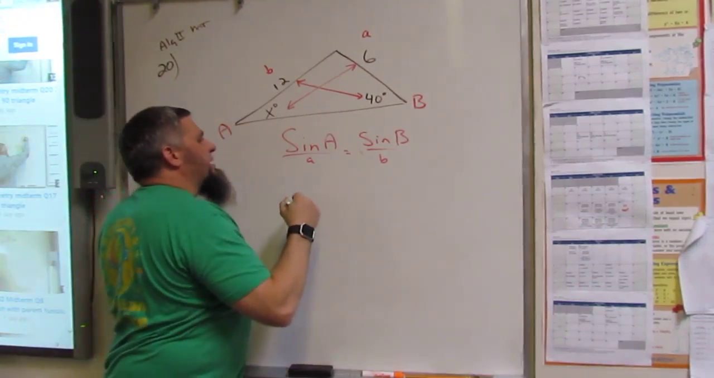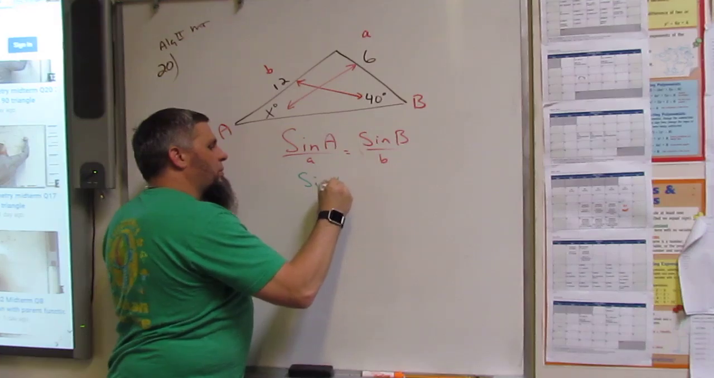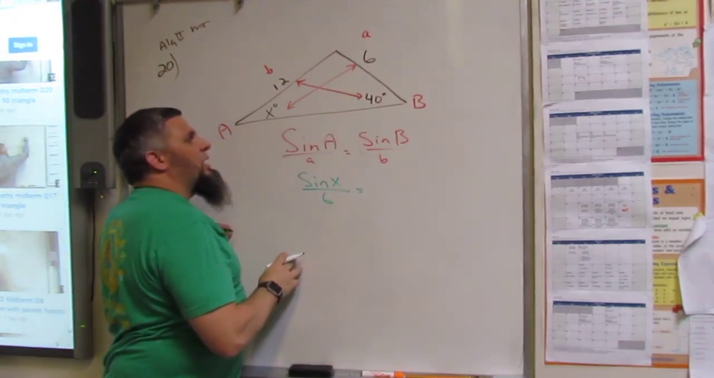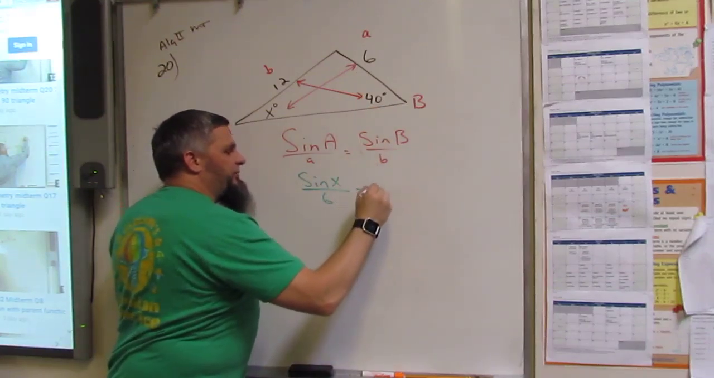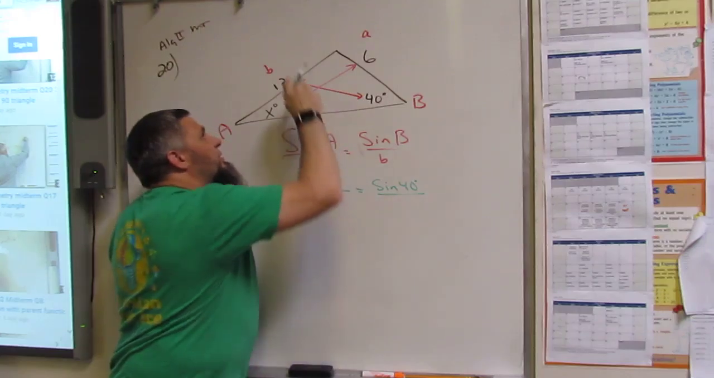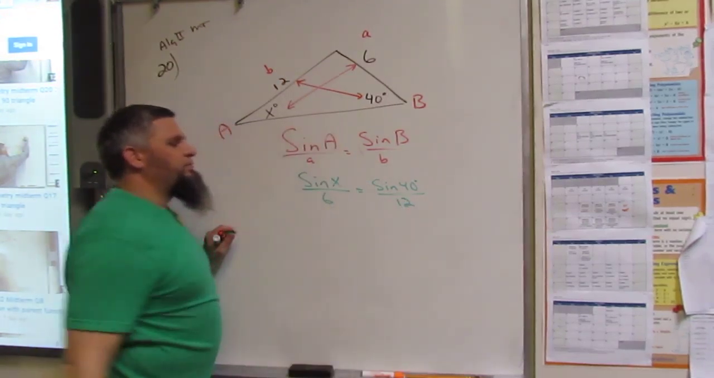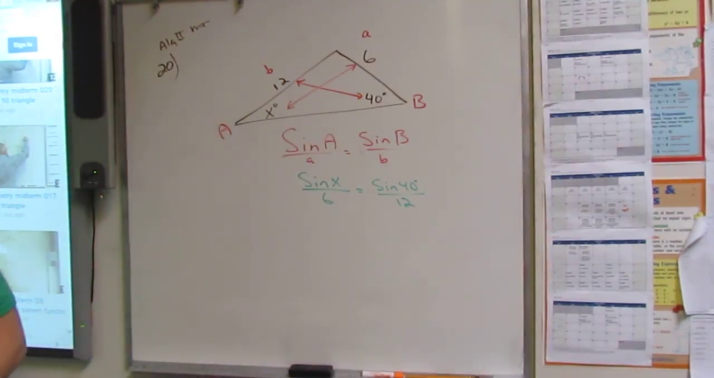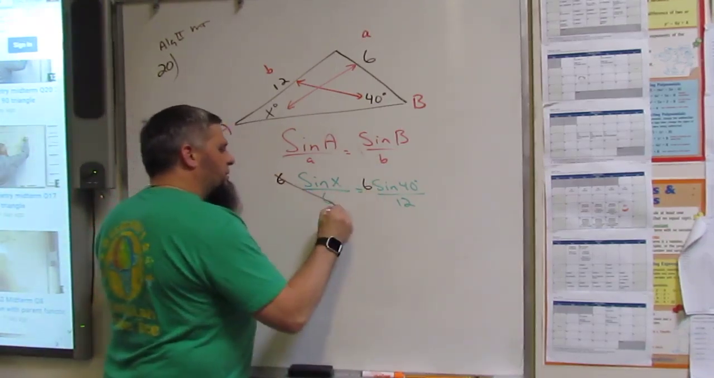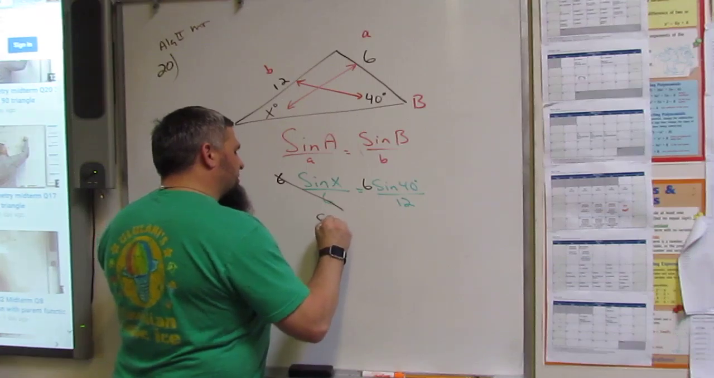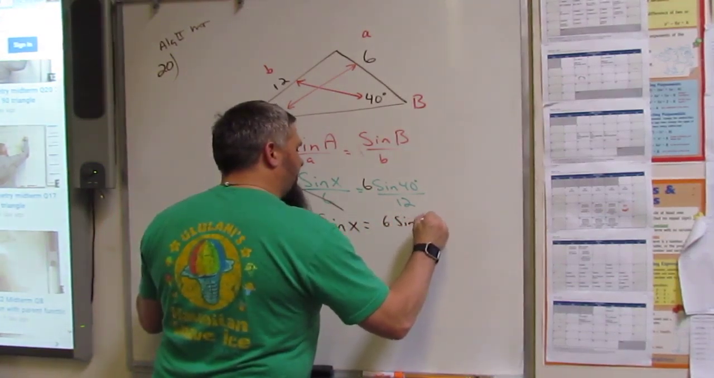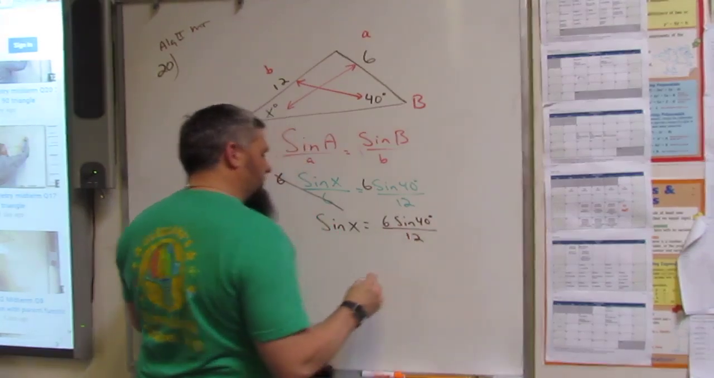So sine of x over 6 would equal the sine of 40 over 12. Okay? So the key here is to get x alone. So I'm going to multiply both sides by 6. Right? So I get the sine of x is equal to 6 sine 40 degrees over 12.